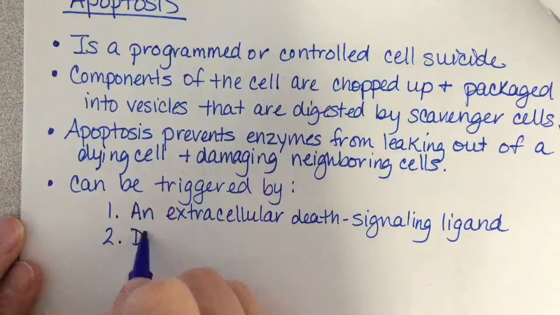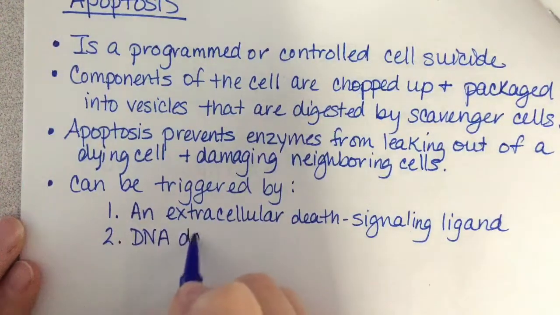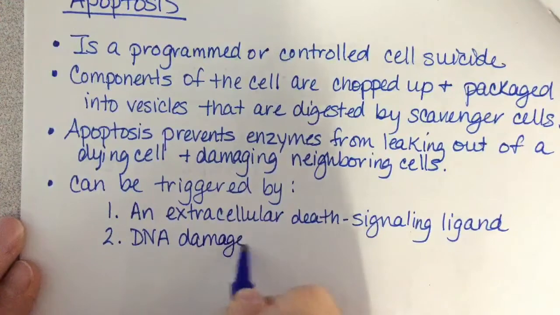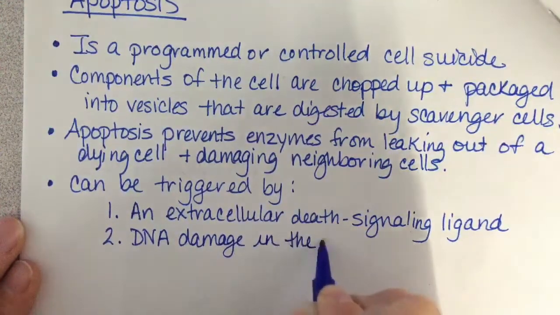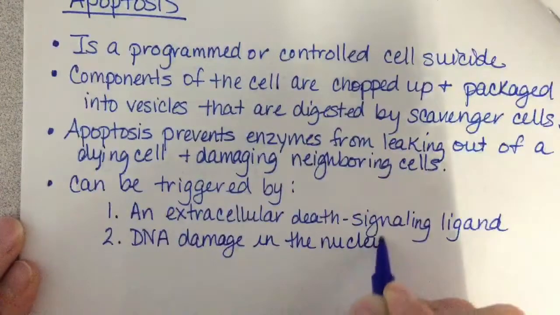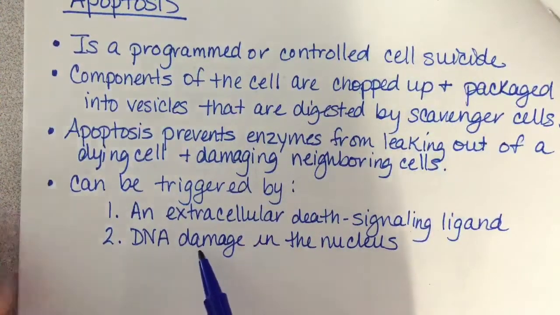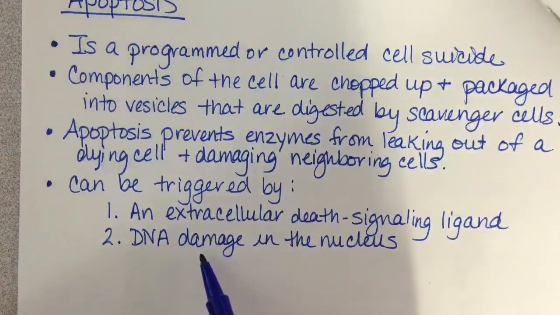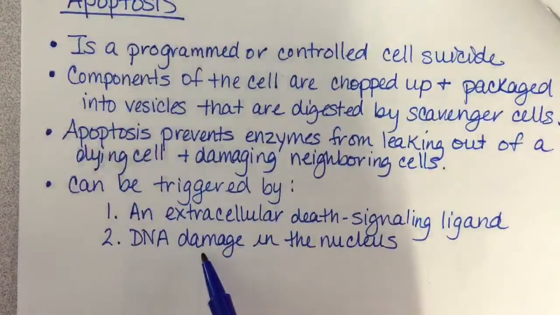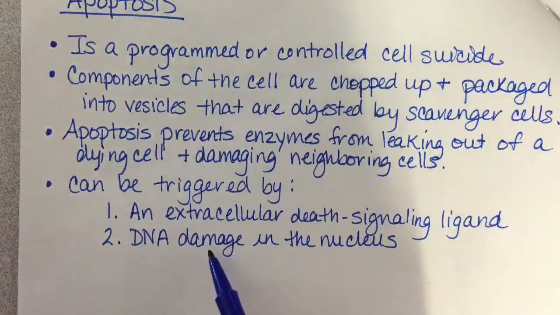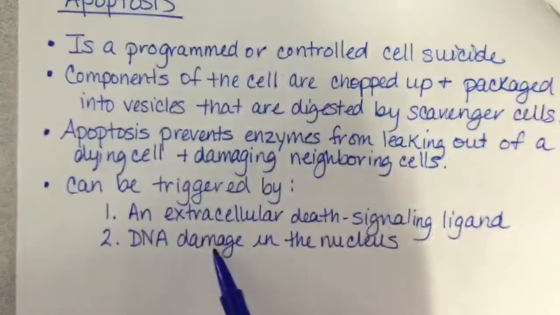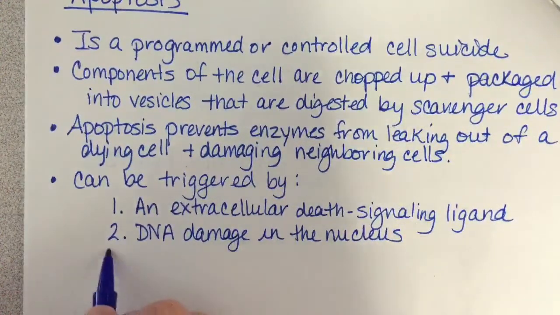Two, DNA damage in the nucleus. This makes sense because if you've got damage in the cell, the DNA controls everything. And so if the DNA is damaged, then you've got a damaged cell. You probably don't want to let that cell live and divide and reproduce more cells that there's something wrong with.